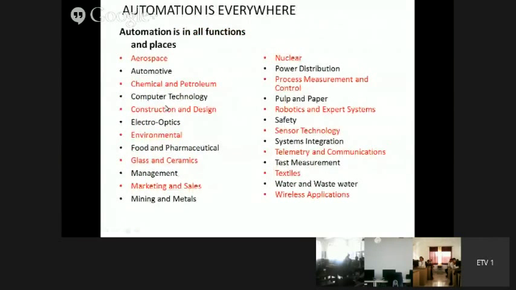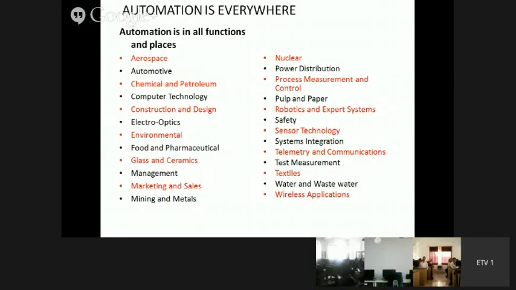Automation can be said to be everywhere. It is present everywhere now, in all functions and places. We have aerospace, automotive, chemical and petroleum, computer technology, construction and design, electro-optics, environmental, food and pharmaceuticals, glass and ceramics, management, marketing and sales, mining and metals, nuclear, power distribution, process measurement and control, pulp and paper, robots and expert systems, safety, sensor technology, systems integration, telemetry and communications, test measurement, textiles, water and wastewater, wireless applications.